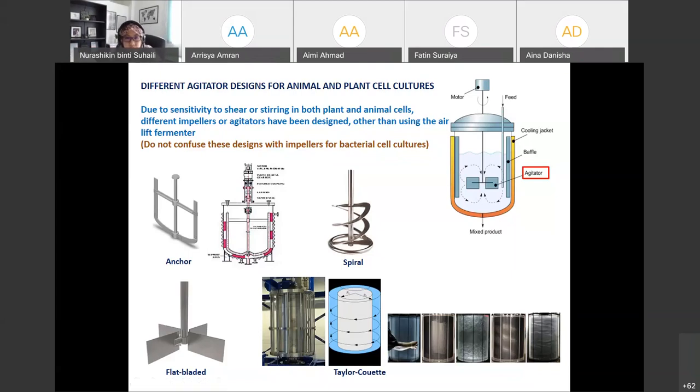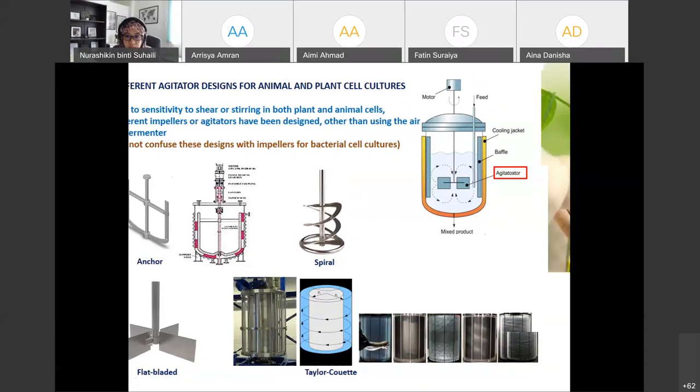So plant cells, I don't know why this one says plant cells. I mean, normally we don't use the stirred tank reactor for plant cells. We use airlift fermenters, except for early years in plant research development, they used stirred tanks, but the recent bioreactors used were airlift bioreactors. Okay, so that's, I think, the last slide, yes.